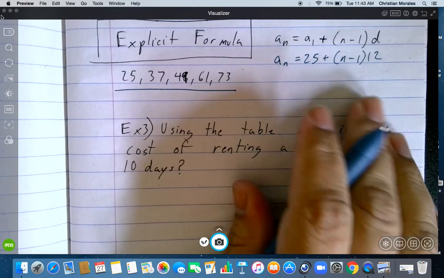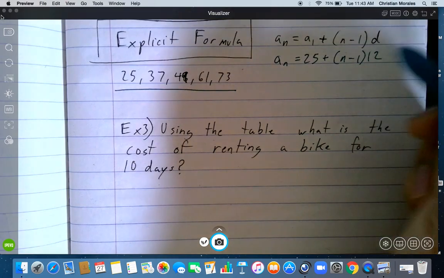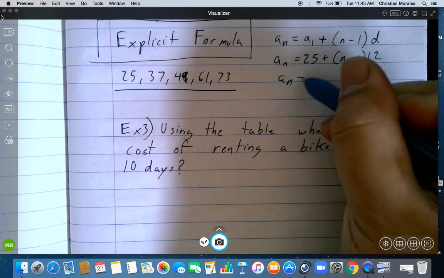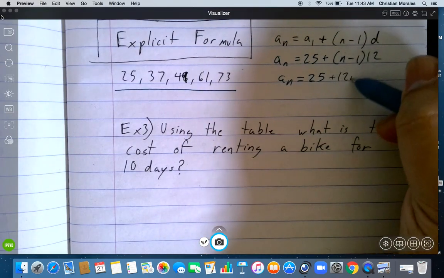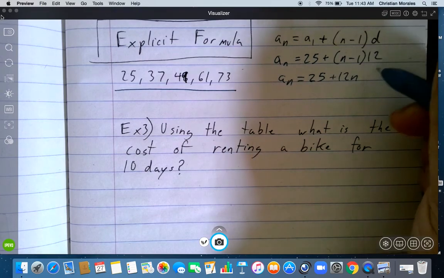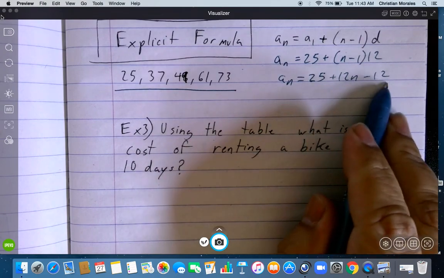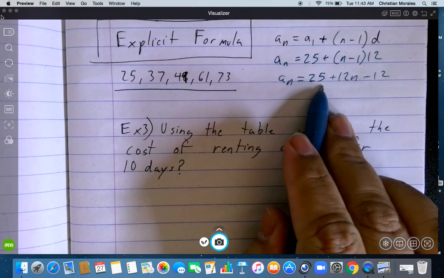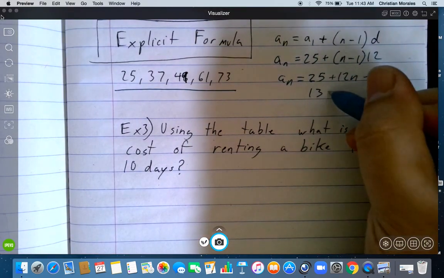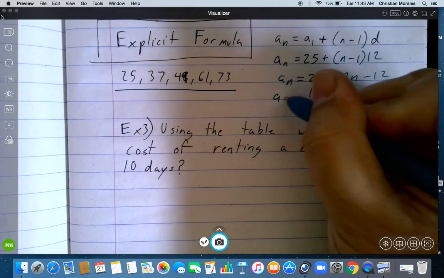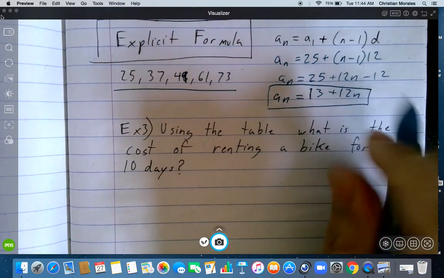But the next thing you'd have to do is simplify this, because that really makes it complicated. So the first thing would be to distribute 12. When I say distribute, we mean multiply. 12 times n, 12n. 12 times negative 1, negative 12. Oh, wait a minute. There's two terms here, 25 and 12. What can I do here? Oh, I can subtract 12 from this. That would make it 13 plus 12n. And ladies and gentlemen, this right here is the explicit formula.